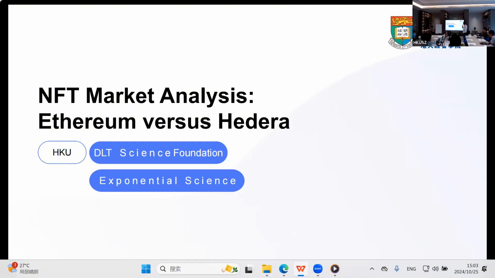And we obtain the data from Ethereum, which our research team will introduce, how we parse out the NFT data from Ethereum and provide the data service and API. And we also got data from Hedera. In the empirical part, we will compare the trading on Ethereum and Hedera, okay?